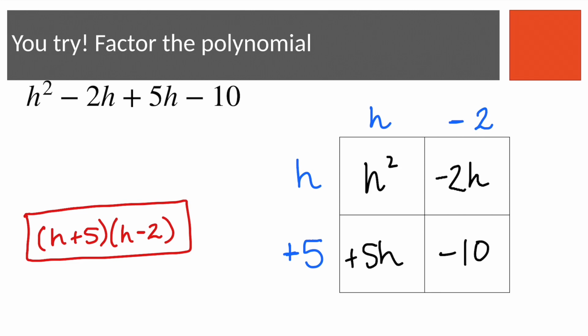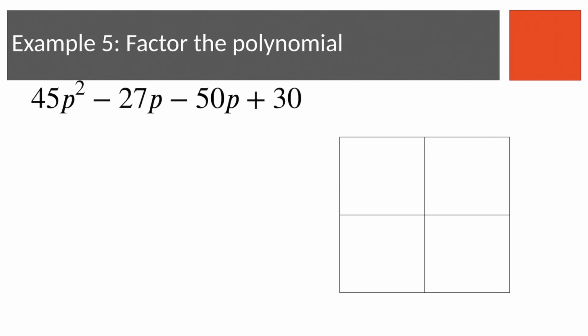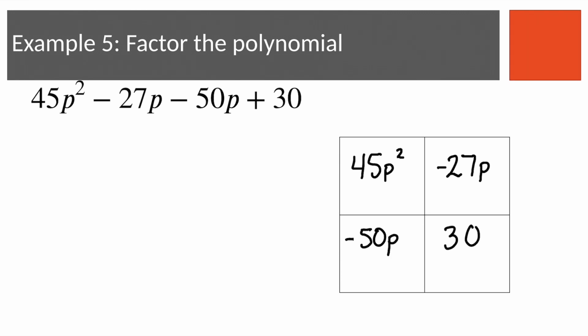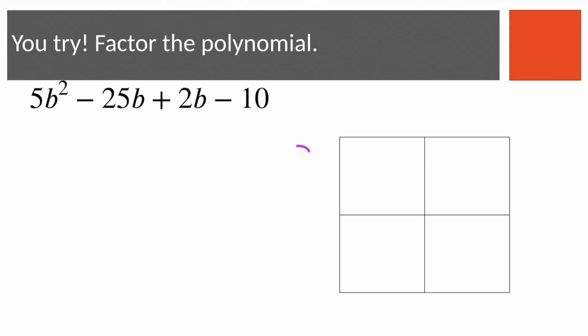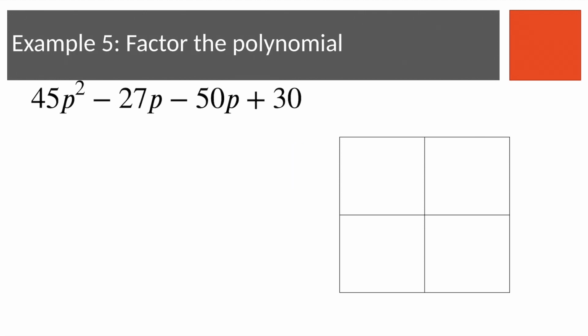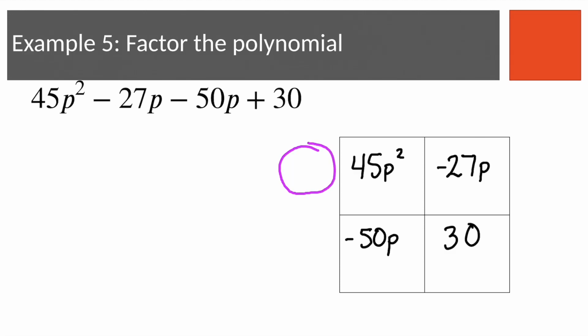Perfect. All right, so let's go ahead and take it up one more step with a number in front of our first term. So we've got 45p with a power of 2, which is going to go in our first box. Negative 27p goes in our second box. Negative 50p goes in our third box, and then positive 30 goes in the last one. So now, in order to find this spot, we have to find the GCF of the row.